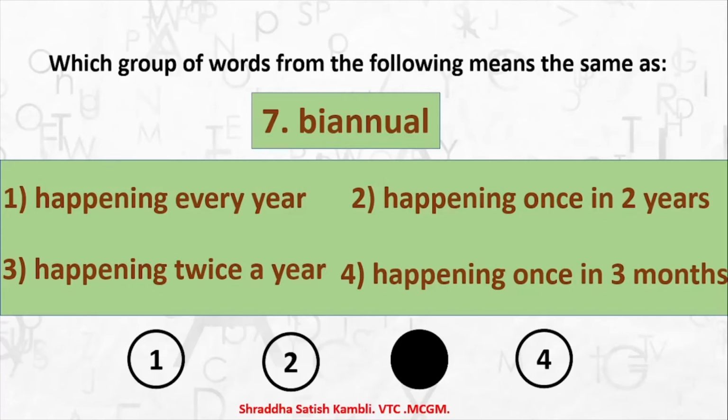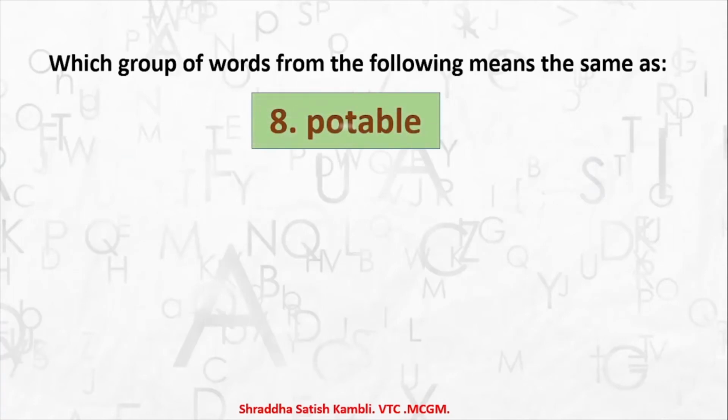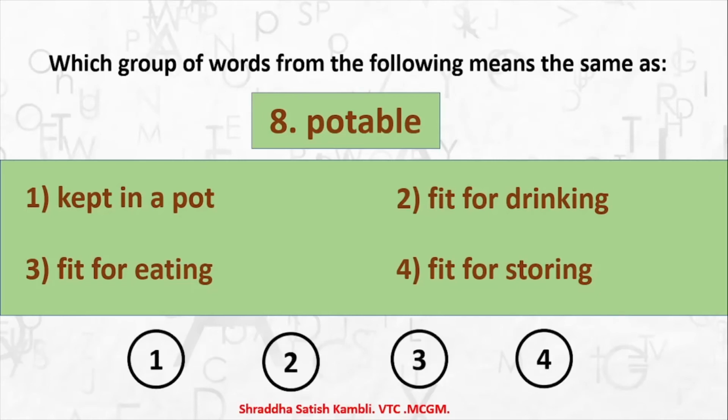Okay, let us move on to the second last question in this particular pattern. You have question 8, portable. So what is the meaning of portable? Portable means kept in a pot, or portable means fit for drinking, or portable means fit for eating, or portable means fit for storing. You have 4 options, 1, 2, 3, 4. So which one is the right one? Yes, answer number 2 is the right one. Portable means something which is fit for drinking.